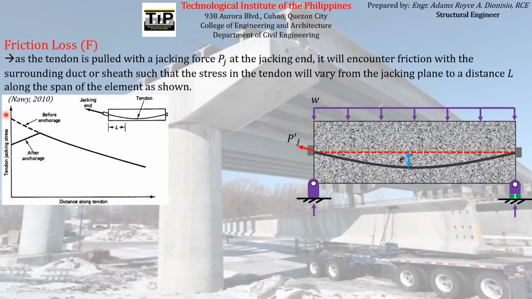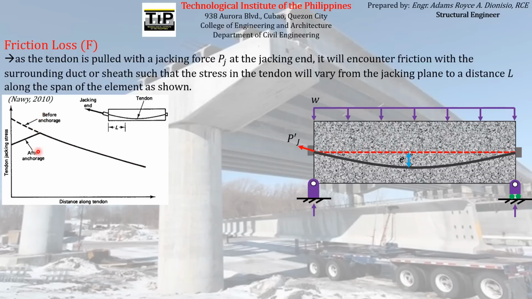So if you can see here on the graph, the x-axis is the distance along the tendon starting from this jacking end, and the y-axis is the tendon jacking stress. You can see here, before anchorage, before the tendon is cut, the variation of jacking stress looks like this. It varies along the length of the beam. It diminishes in magnitude starting from the jacking end, diminishes in value as you go away from the jacking end before anchorage.